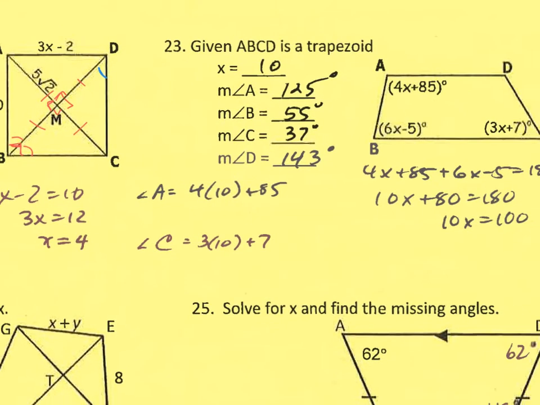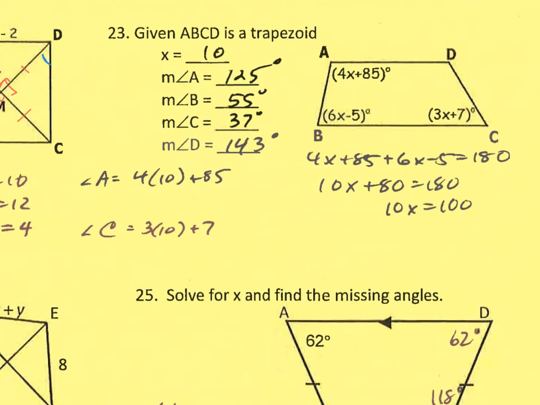23. Talking about a trapezoid. Trapezoids don't have that many properties. Really just these two angles are supplementary and these two angles are supplementary. That's really all I can do. So the way I find x is I set these two equal to 180. You solve, x is 10. And then you just plug it in everywhere. And the only other angle you can't find straight away is D.